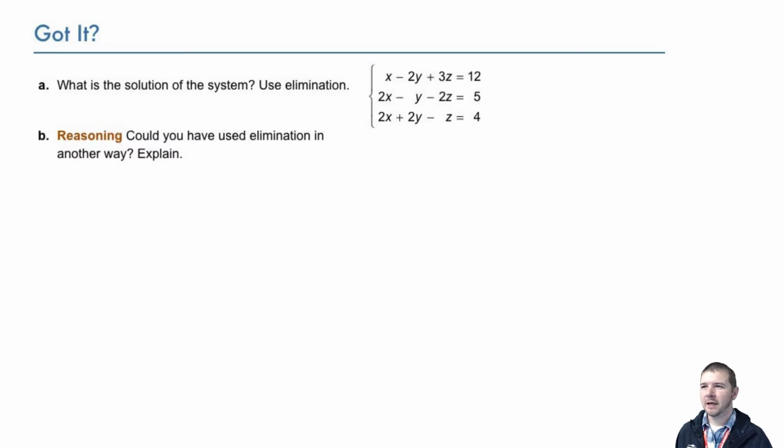Your turn, part A. What is the solution of the system? Use elimination. And part B, a reasoning item. Could you have used elimination in another way? Explain.